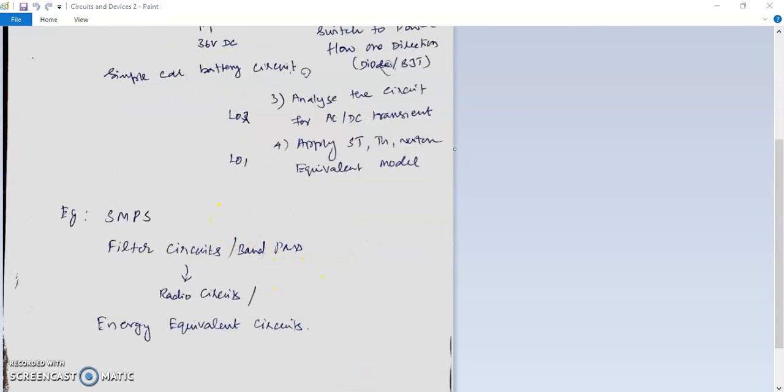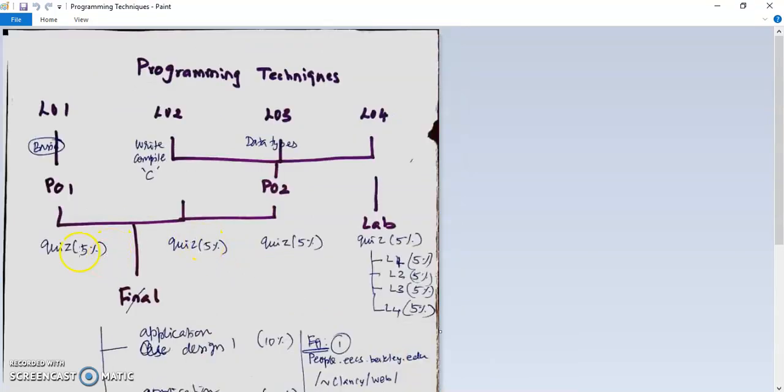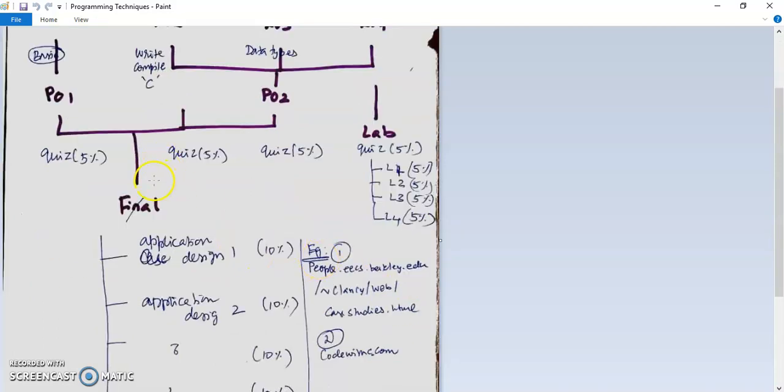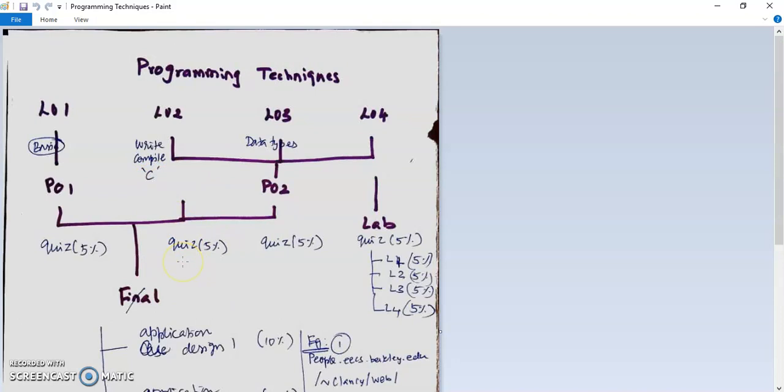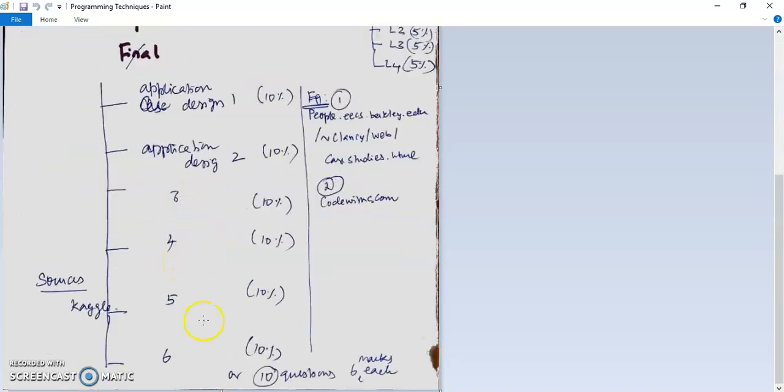For the second subject, which is programming techniques, once again you have 4 LOs. LO1 is on the basics, LO2 is on writing and compiling using C, LO3 is on data types and structures, and LO4 is in the lab. Similar to the previous one, you can come up with 4 quizzes followed by 4 labs. So this can cover your internal marks. For the external, as I mentioned, come up with as many questions as possible. Probably come up with 6 designs, and each carries 10% of the marks.